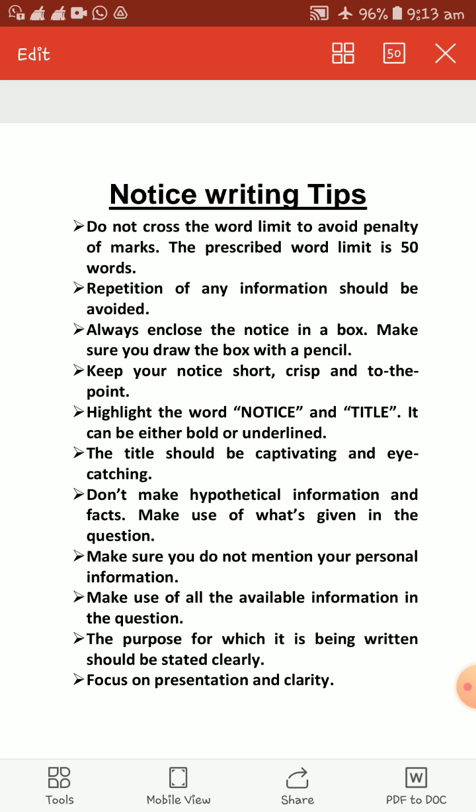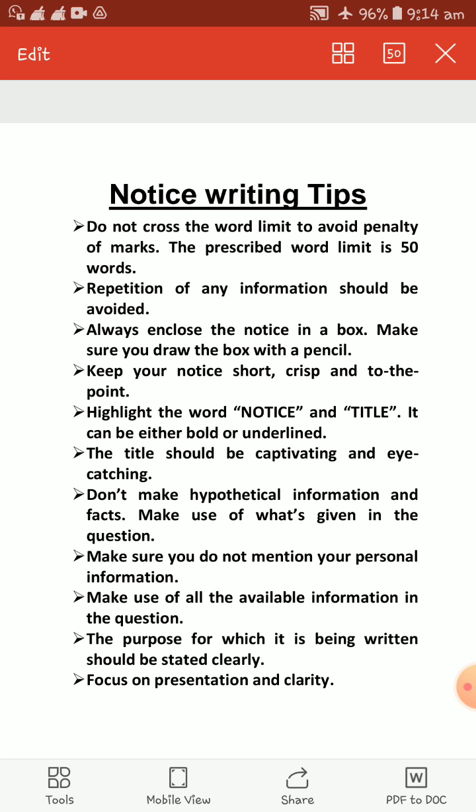Next one, make use of all the available information in the question. Whatever information you get in the question, avail those. That means my suggestion to you all, dear students, is that you have to read the question very carefully, because the information is all available in the question. So you have to read the question properly and take out all the vital information from it, and while you write the notice, you have to keep that information in your mind.